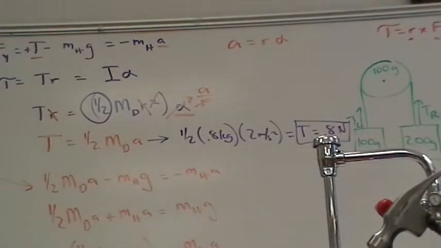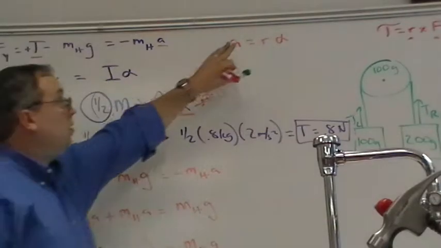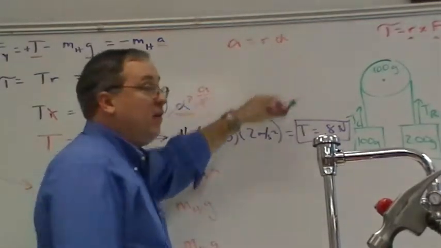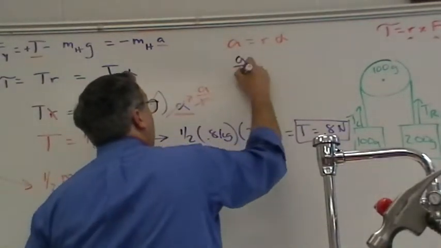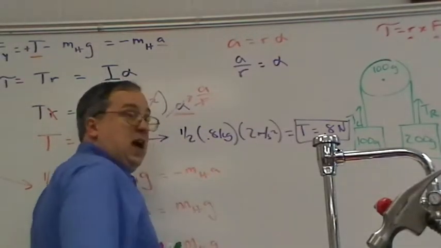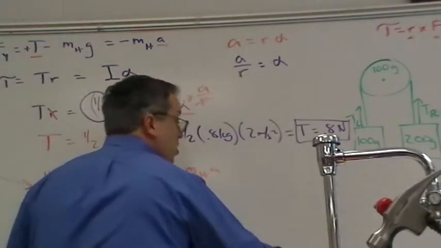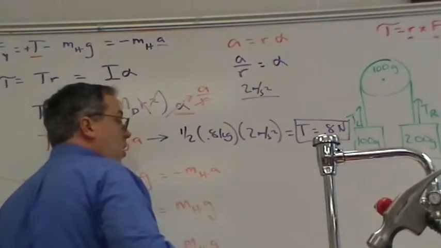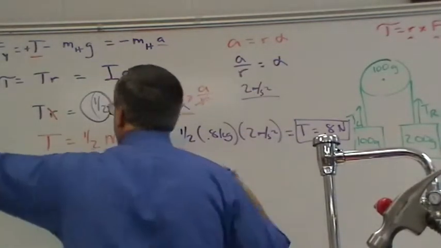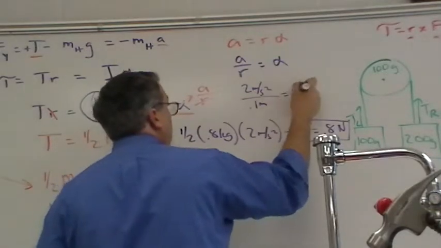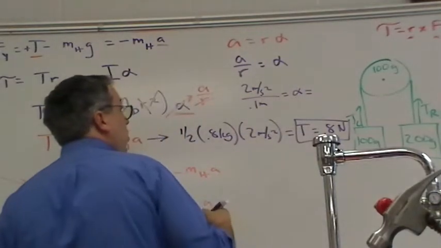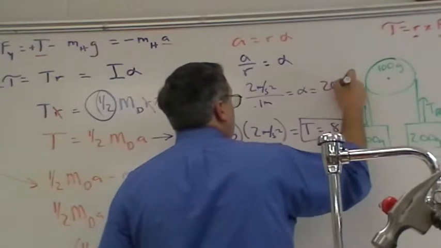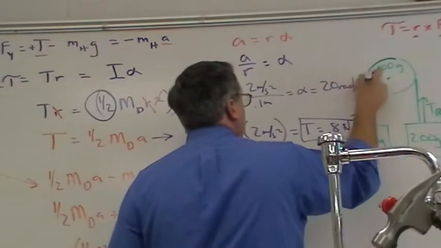Check, got that one. What's the angular acceleration? Can I get that? Yeah, just divide the linear acceleration. A equals R alpha. A over R is alpha. The acceleration we just got, 2 meters per second squared. R, 0.1 meters. Alpha is what? 20 radians per second squared.